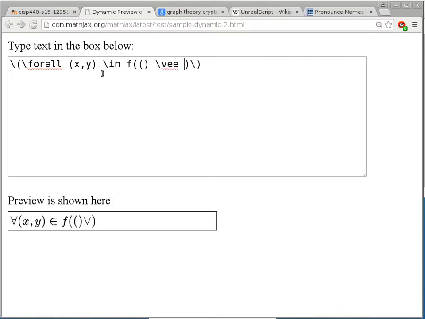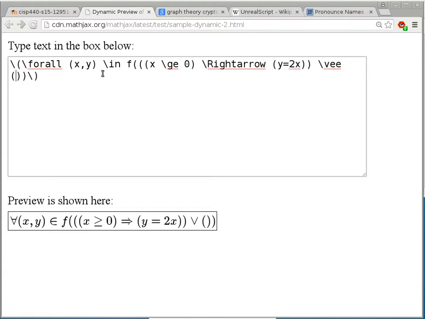We have to separate into non-negative and negative sides. So this is going to handle the non-negative side. The non-negative side is basically saying if x is greater than or equal to 0, that implies y equals 2x.